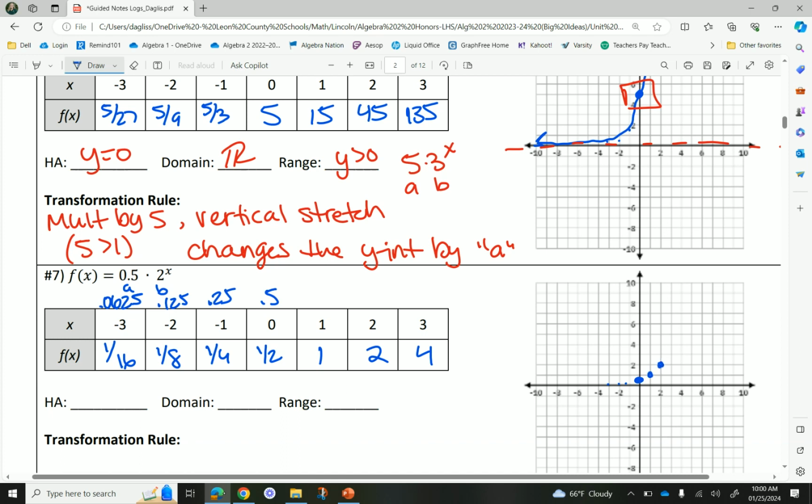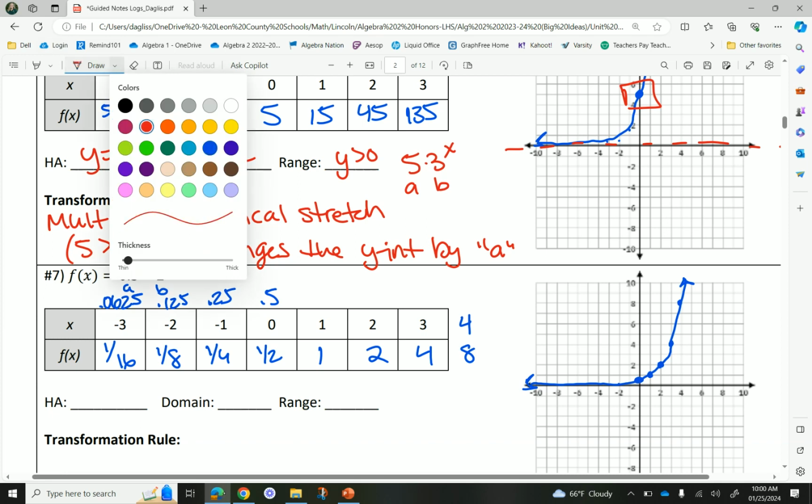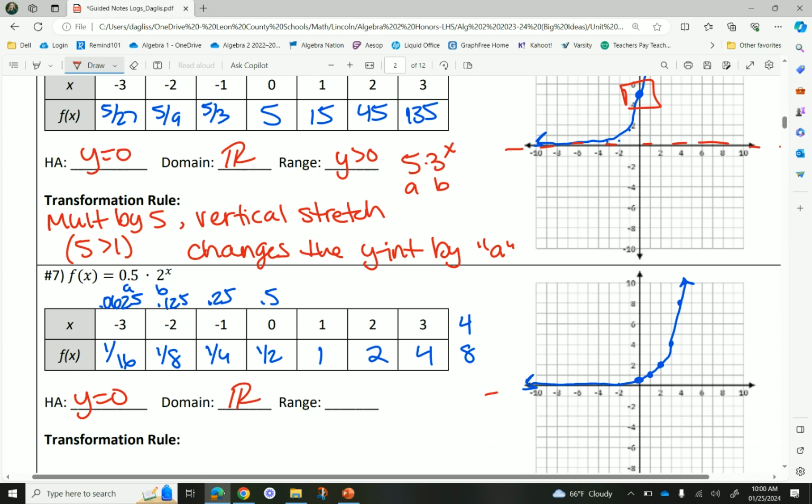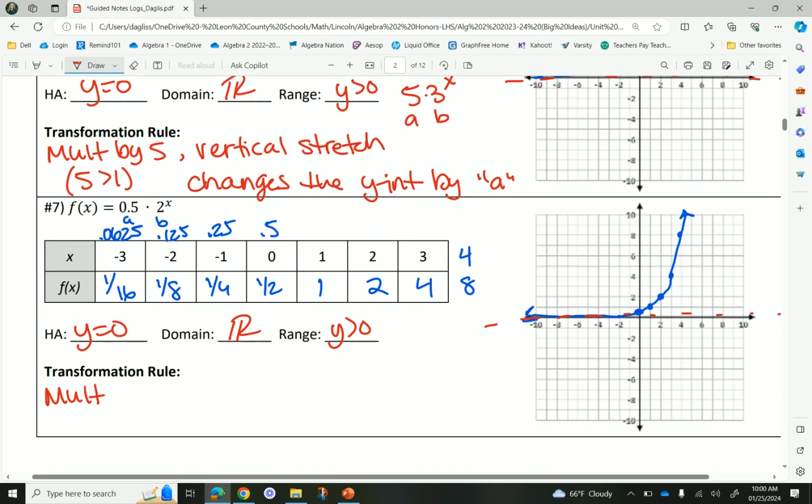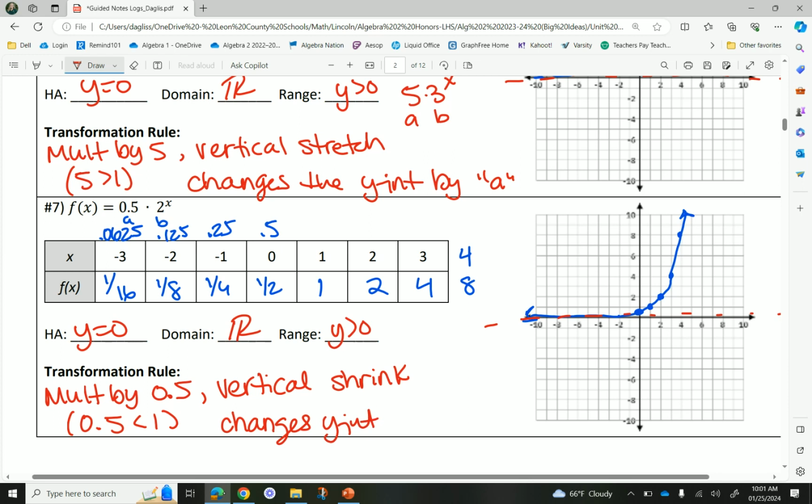Did your predictions come true? Yes, it's not on here, but I'll tell you that 4 goes to 8. So, did your horizontal asymptote change? No. Domain is always all real. Did your range change? No. So, when we multiply by 0.5, what matters is that it is less than 1. So it is a vertical shrink, like y'all guessed, or vertical compression, same thing. And just like the one before, this is going to change the y-intercept by that a factor.